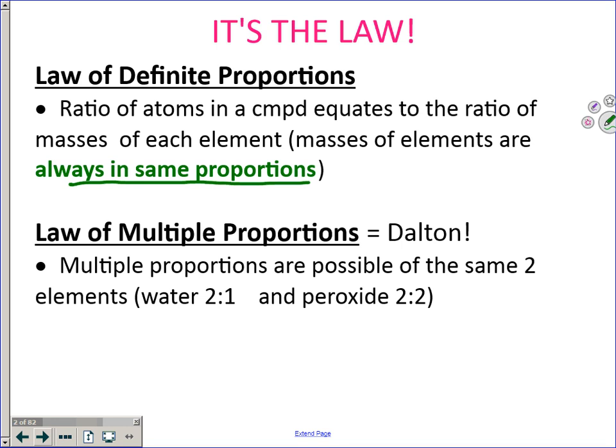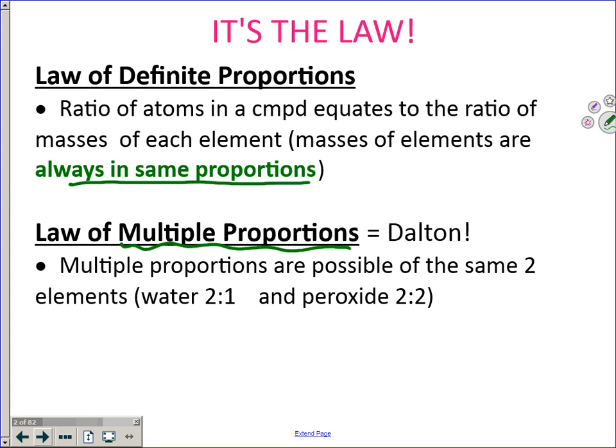Evan, to summarize that one for me. Same two elements can have a different value. Different ratio, right? So you can combine them in multiple ratios, aka multiple proportions. So as we learned more about how atoms came together, we were then able to understand that there wasn't a set way they had to come together, but sometimes we had the ability to form different proportions.